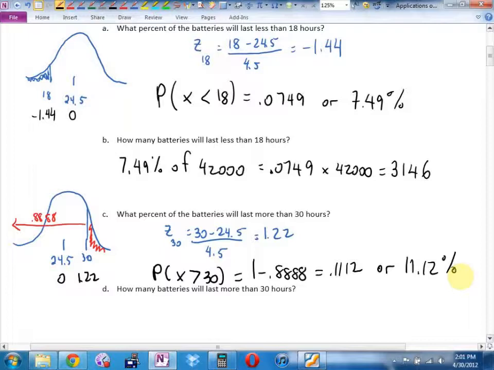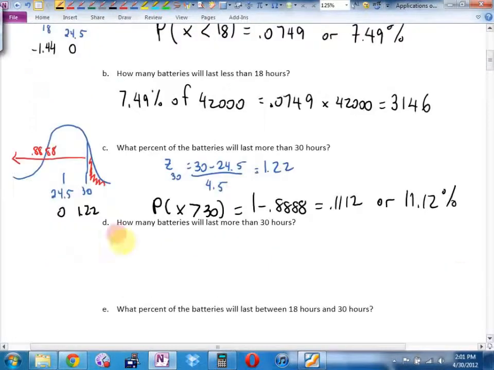How many batteries did they make? 42,000. So how many? 11.12% of 42,000. How can I find this out?